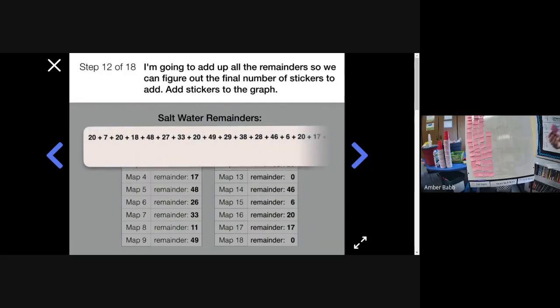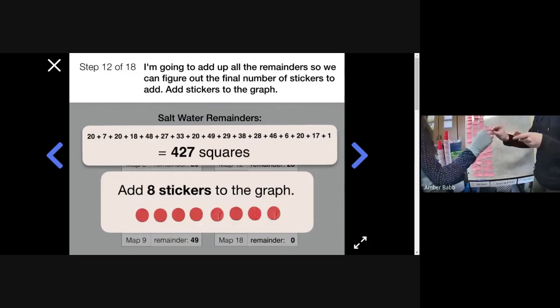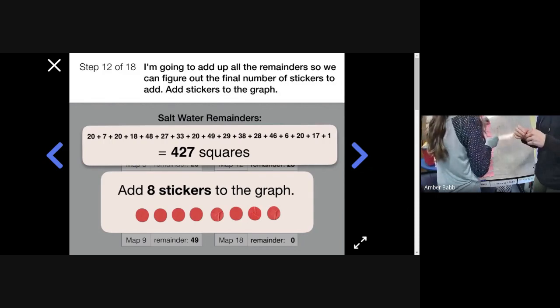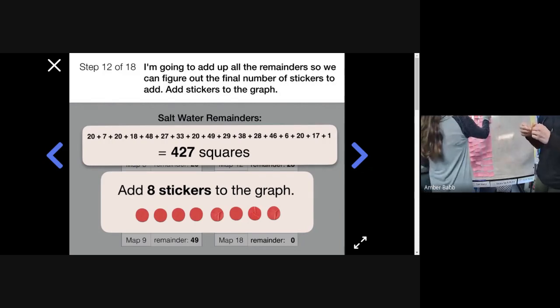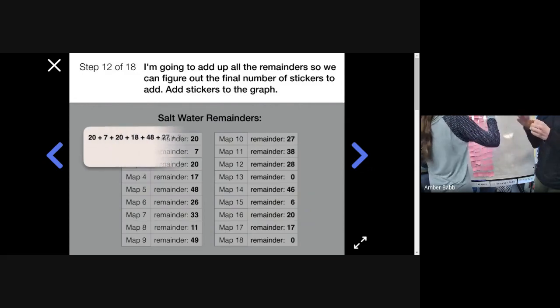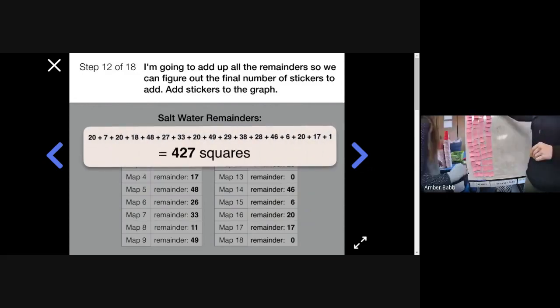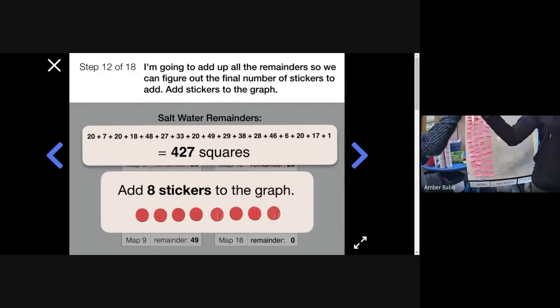Okay, we're just sticking more stickers. All right, 8 more. 1, 2, 3, 4, 5, 6, 7, 8. All right, that is all of the salt water. Thank you, Riley. High five. I almost used up all my pink Post-its. Okay, now here we go. More.